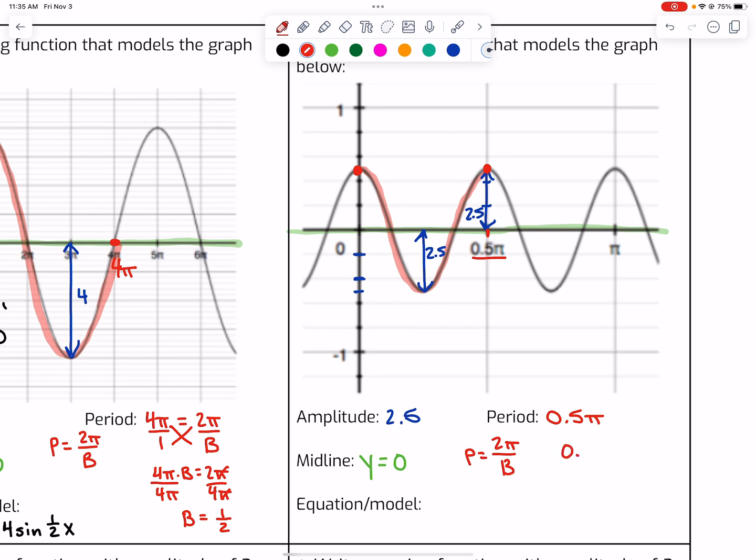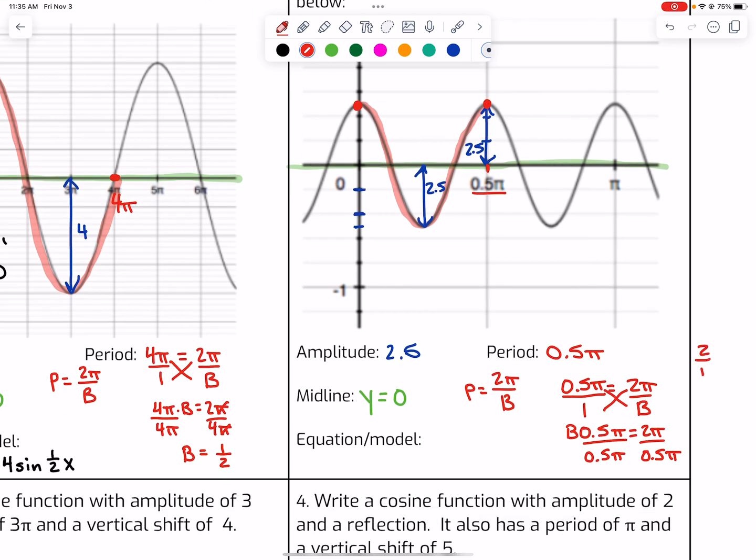So 0.5 pi equals 2 pi divided by b. I'm going to put a 1 underneath the 0.5 pi and do a quick cross multiply to figure it out. So b times 0.5 pi equals 2 pi, and then I need to divide by the 0.5 pi. So 2 divided by 1/2 is the same thing as 2 times 2 over 1, because we want to keep it, change it, flip it, or multiply by a reciprocal because we don't like to divide by a fraction. So I get the frequency is equal to 4 pi, and then I can write out my equation.